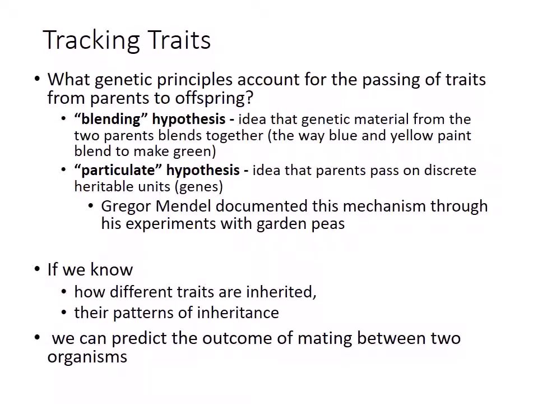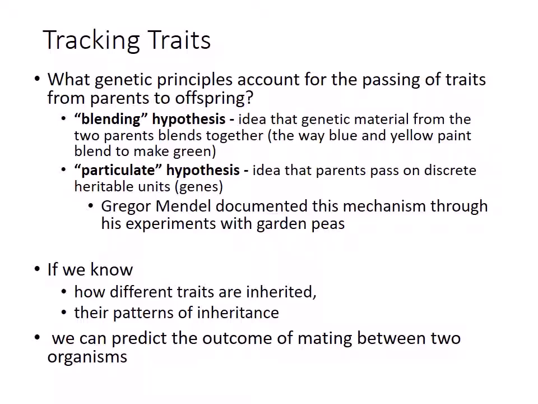Before we even really knew much about genetics at all, people were still interested in trying to determine how traits were passed from parents to offspring. There were two kinds of ideas. The blending hypothesis was the idea that genetic material from the two parents blended together the way blue and yellow paint would blend to make green paint. Or there was the particulate hypothesis, which is the idea that parents pass on discrete heritable units, which we now know today are genes. And Gregor Mendel documented this mechanism through his experiments with garden peas.